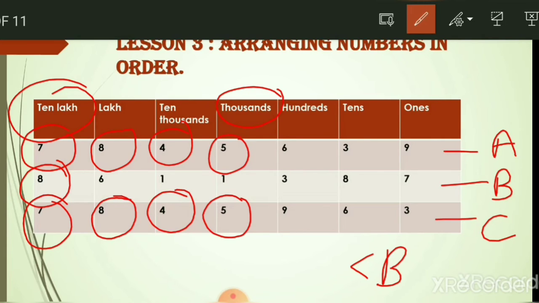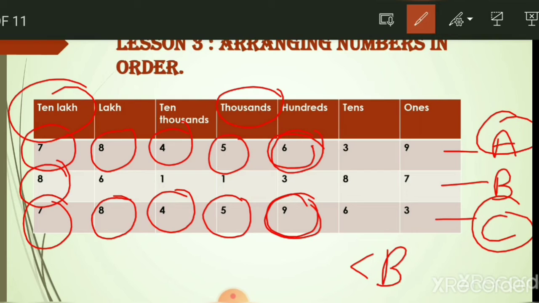So what to do next? Yes, we'll check the hundreds place now. So coming to hundreds place, we can see that for number A, 6 is there at hundreds place, and for number C, 9 is there at hundreds place. So now we can compare these numbers. So 6 and 9, which one is greater? 9, right? So keeping this in mind that 9 is greater than 6, we can easily compare A and C. So we can say that C is greater than A.